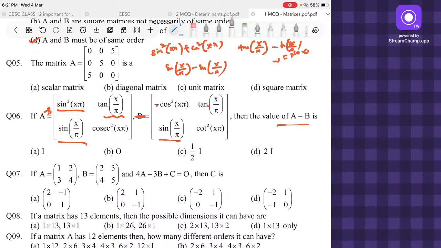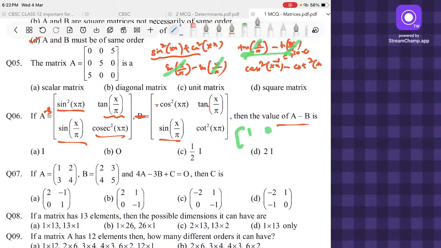Then cosecant square x pi minus cot square x pi. We know the trigonometric identity sin square theta plus cos square theta is equal to 1. The angles are the same, so sin square pi x plus cos square pi x is equal to 1. And this is 0, they both are the same terms, so both get cancelled.